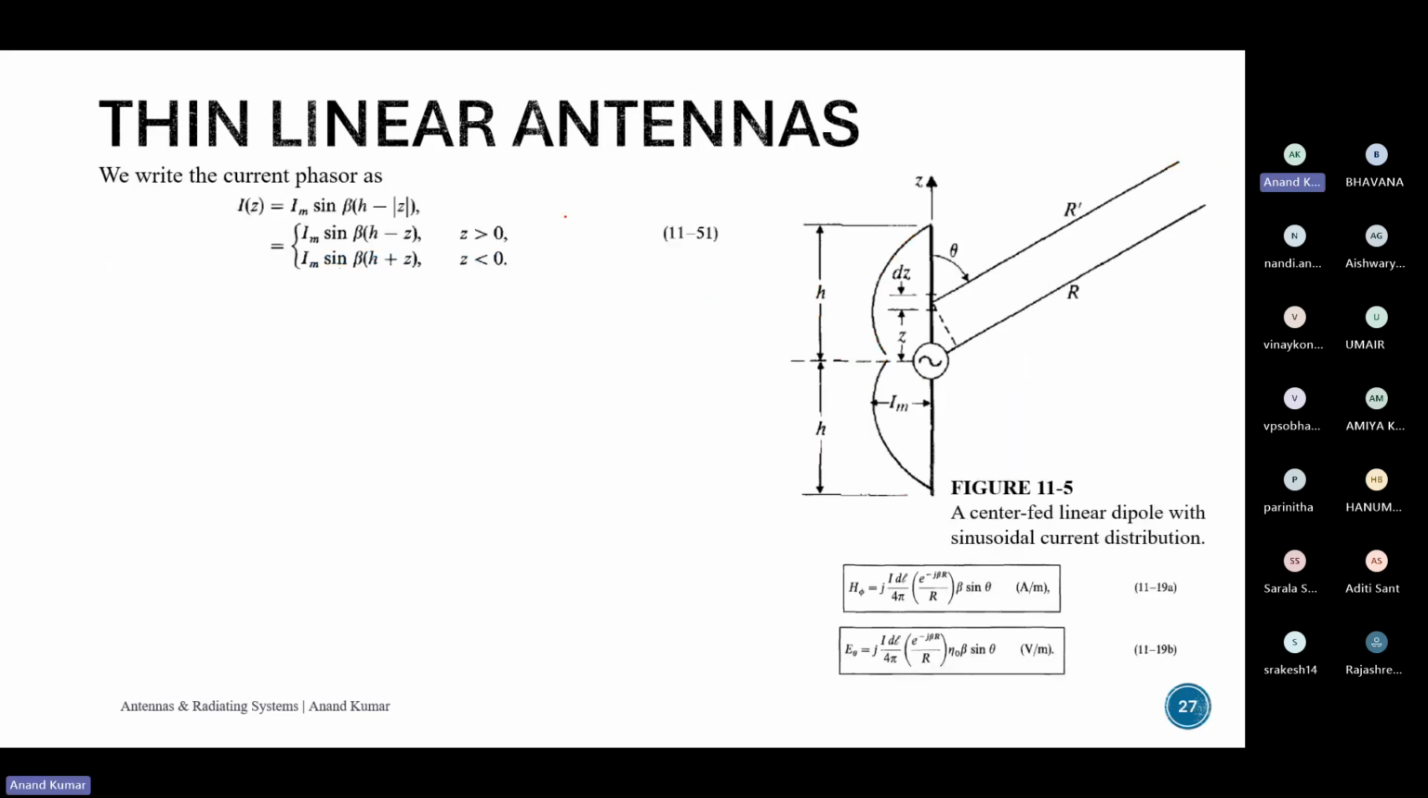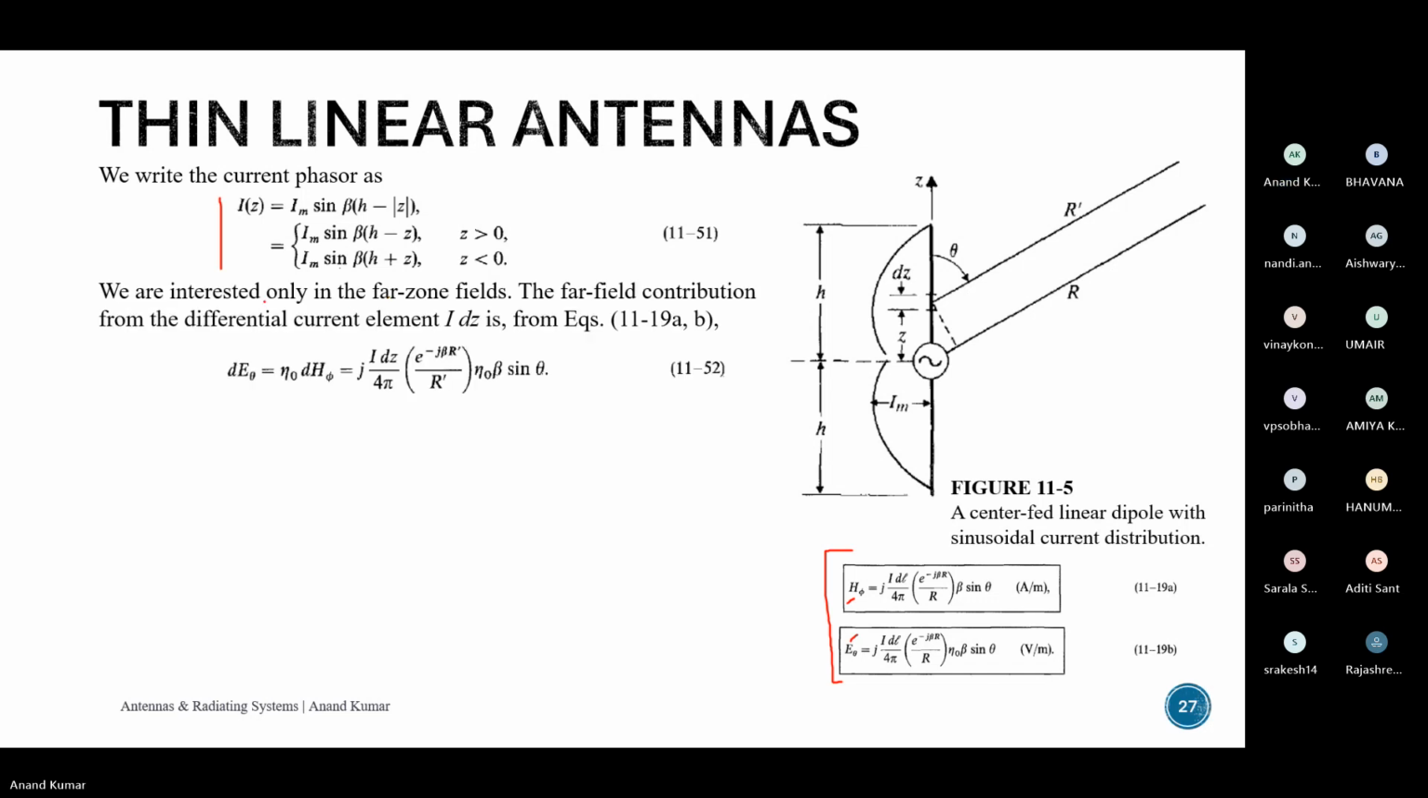So we have decided a current distribution over the dipole antenna. From the previous classes, you must remember how we found out the electric and magnetic field for an elemental dipole in the far field. So these are the magnetic and electric field expressions in the far field for an elemental dipole. We are only interested in the far field zone, so we're using these expressions for the far field.